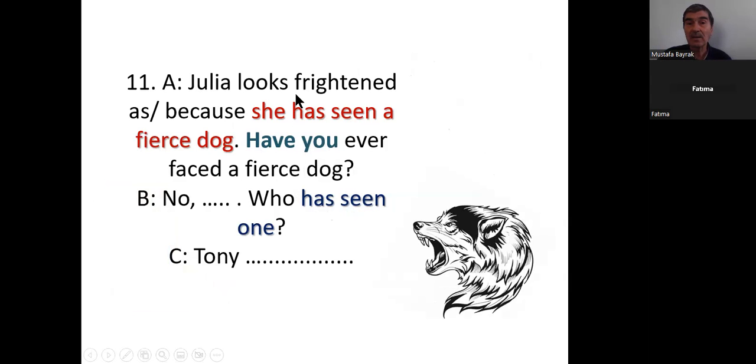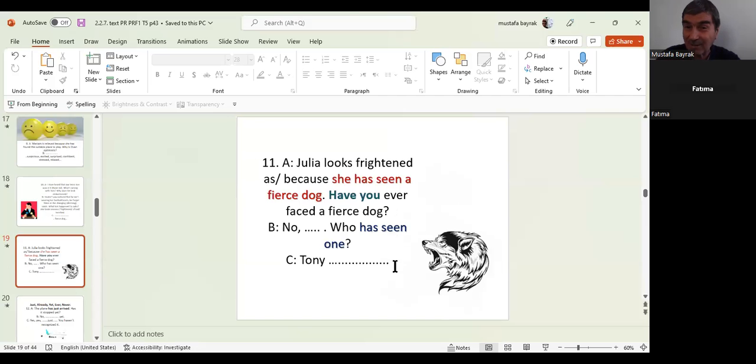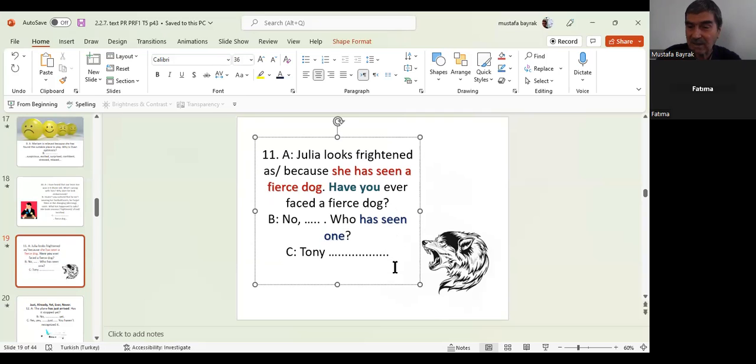So Julia looks frightened is passive. Active form is like this. For example, Julia is frightened or looks frightened. We will study them in a full presentation in the following videos. Now, this dog, this fierce dog, has frightened. Let me write it here, yes, to invest our future, to prepare ourselves for the future, for passive structure.